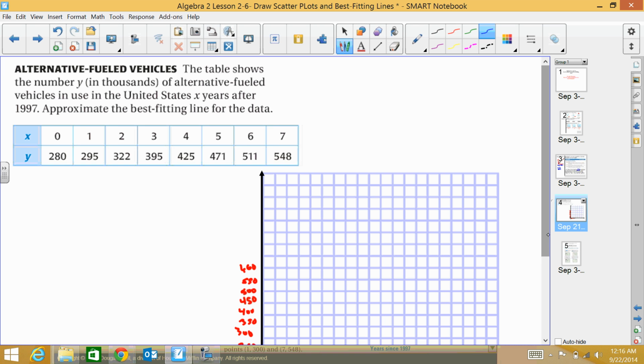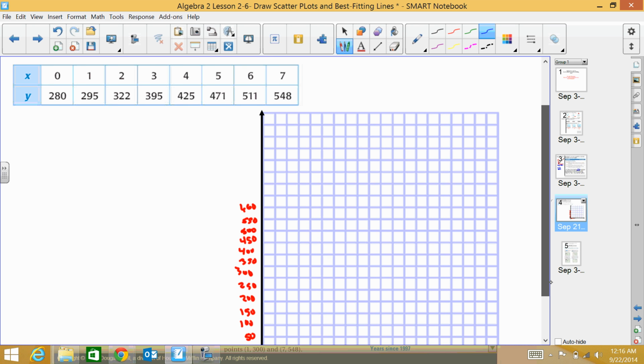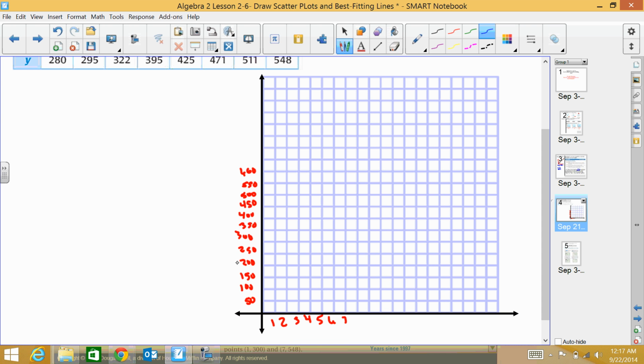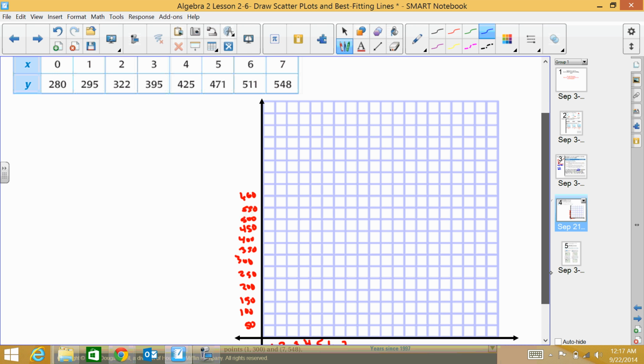So the first thing you have to do is look at your scatter plot data. I noticed that mine ranged from 280 to 548. So what I did was I counted by 50s. You will have to change the scales on your graph, and you need to indicate what that scale is on the side. Mine's kind of hard to read because it's small, but it goes 50, 100, 150, 200, 250, and so on, all the way up to 600. I left my x-axis counting by ones because that's what the points do. And then I'm going to plot my points.